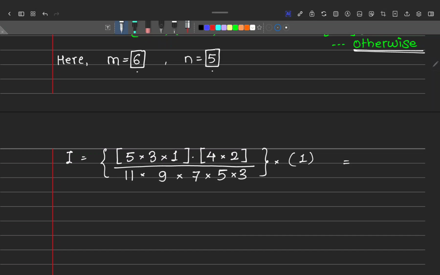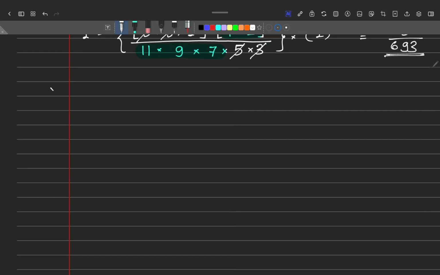Now use your calculator and check what the answer will be. If you simplify, your answer will be 8 by 693. Please do confirm. We can cancel this 5 into 3, 5 into 3. So the remaining term in the numerator will be 8. And if you take the product of these three terms, it will be 693. So this will be your answer for the question.